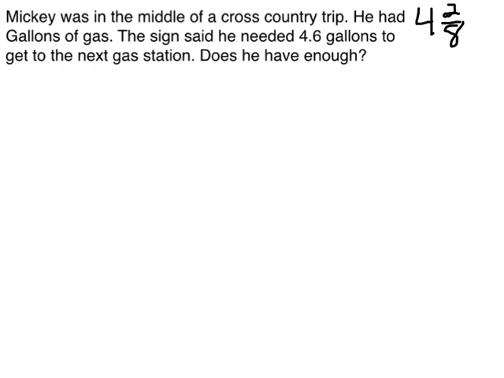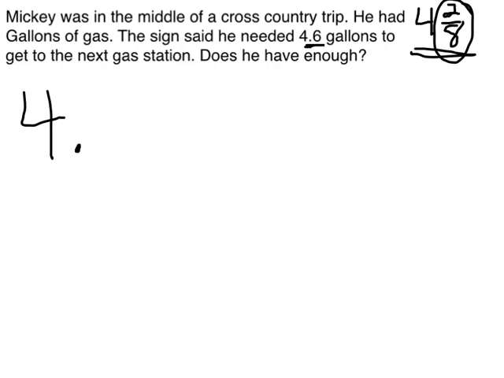Mickey was in the middle of a cross-country trip. He had 4 2/8 gallons of gas. The sign said he needed 4.6 gallons to get to the next gas station. Does he have enough? The easiest way to do this is to turn 4 2/8 into a decimal so we can then compare it. If you're given numbers that are in two different forms, put them in decimal form. It's much easier to compare them. So I'm going to pull out my 4 because I know that that's going to go in front, and I'm going to put my decimal point.